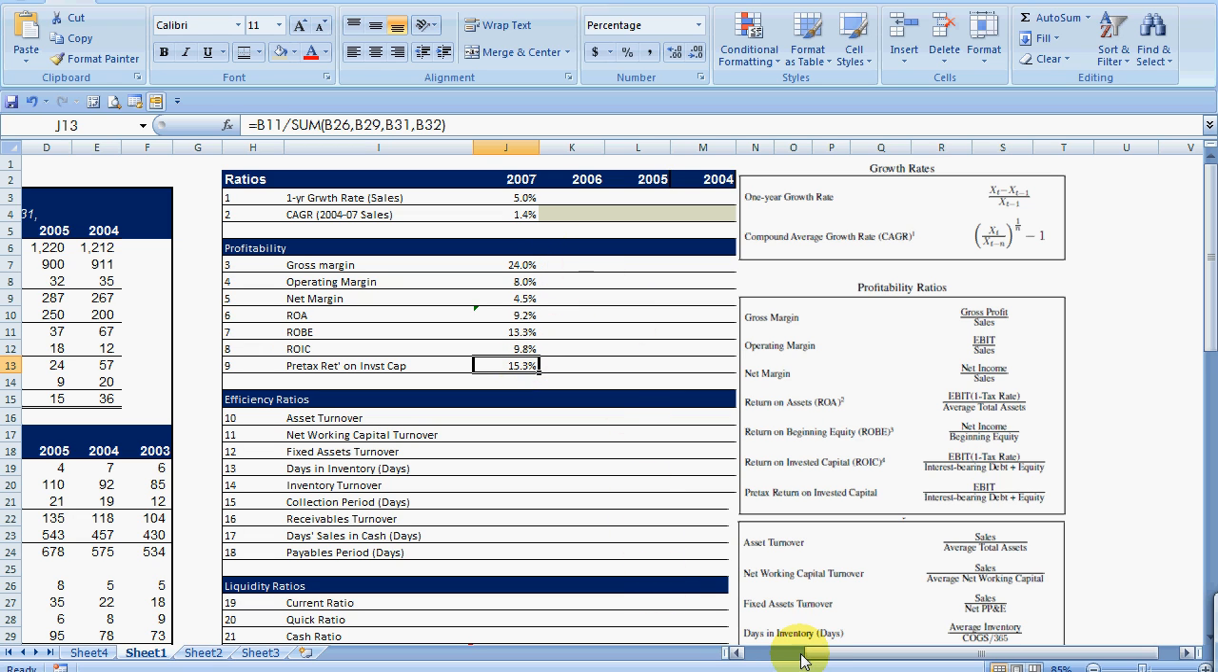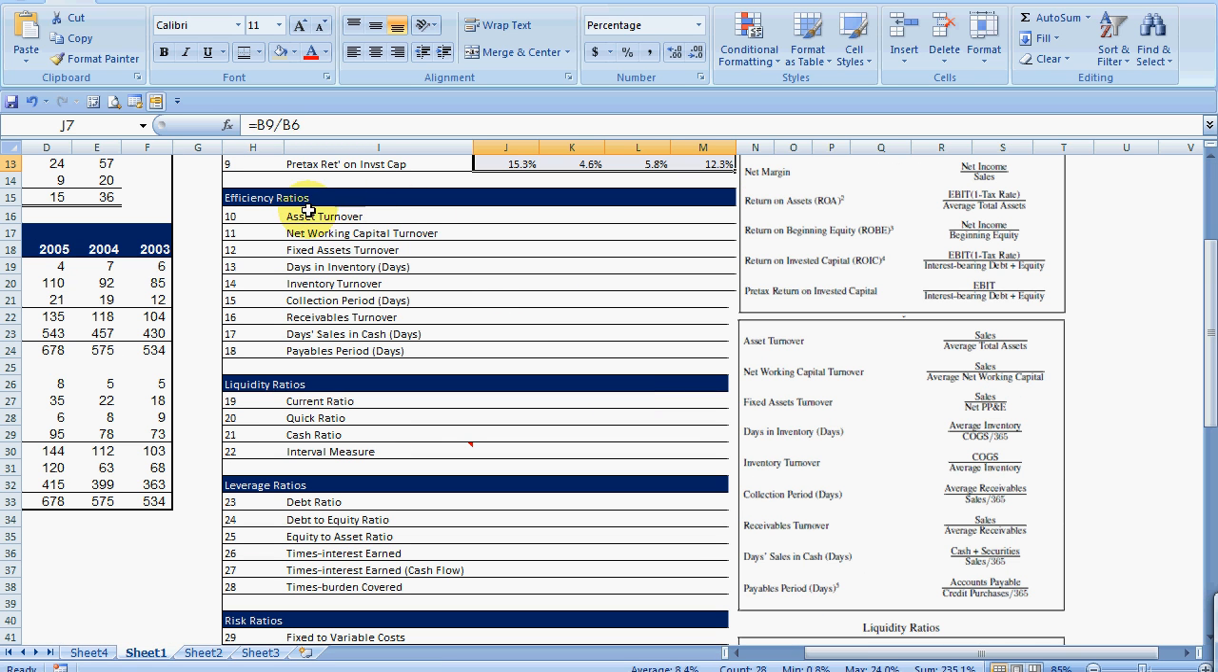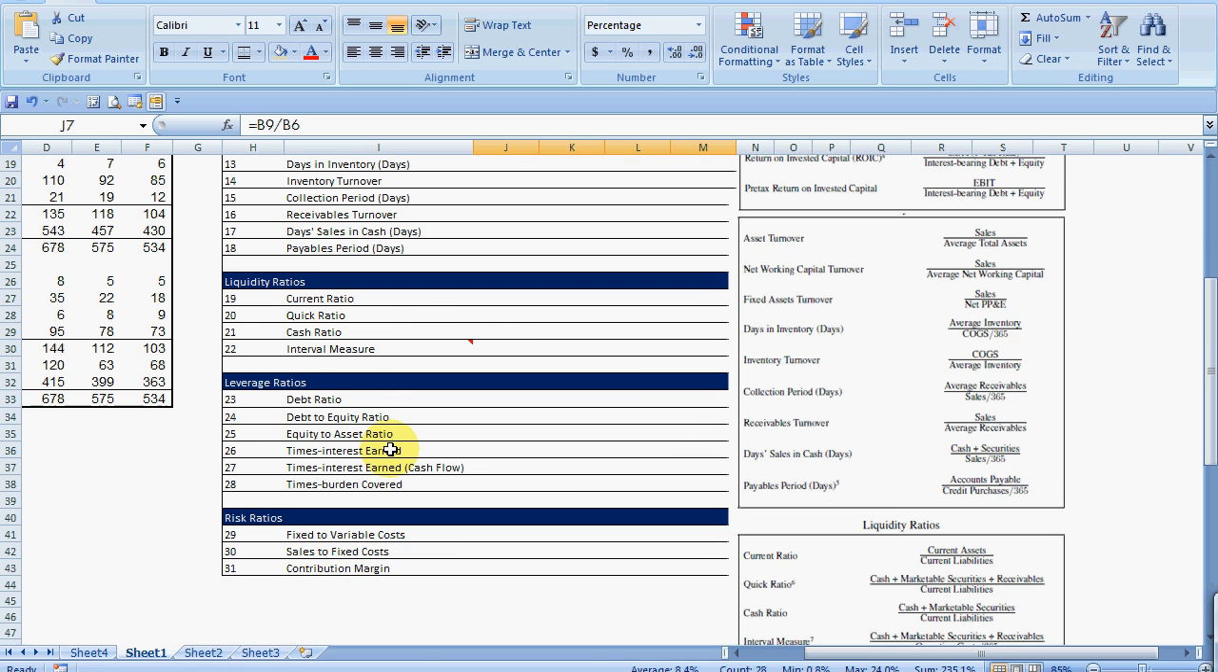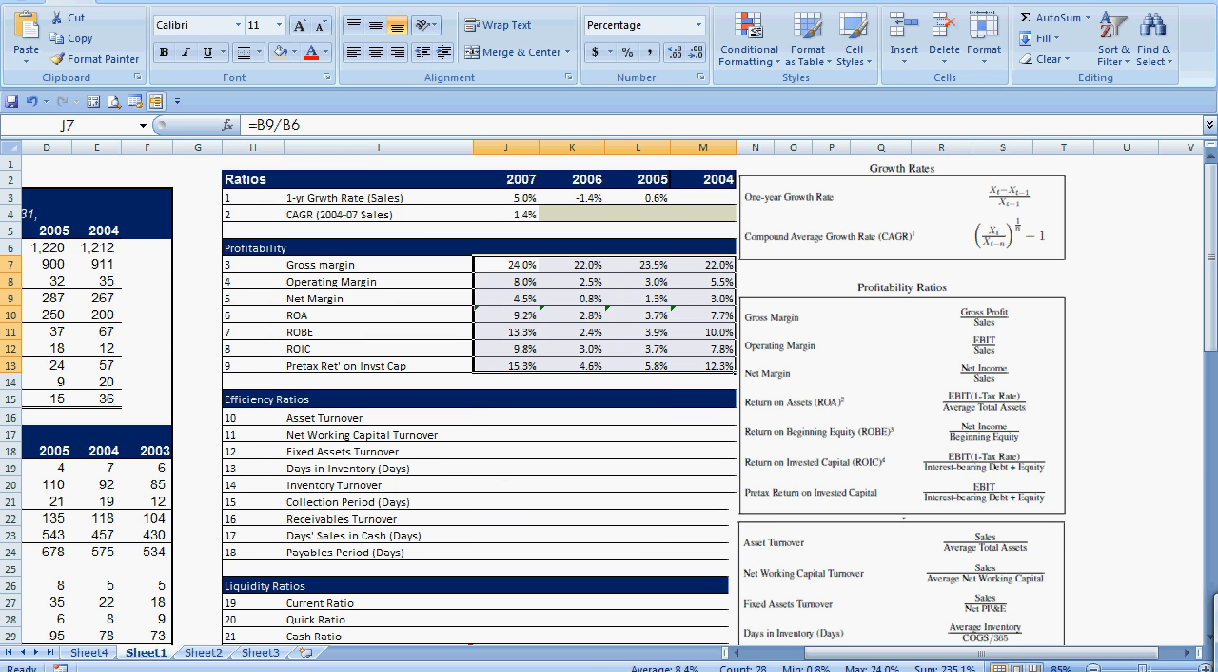And so now we've done it for 1 year, and that's pretty cool. We've done that pretty quickly, and we can now move toward basically just copying these to the right to see what they were in the other years. And that is just how simple it is to do some of your ratios. And we'll come back on the next video and look at the efficiency ratios, liquidity ratios, leverage ratios, and risk ratios, and then we'll come back into some other videos and discuss them a little bit.